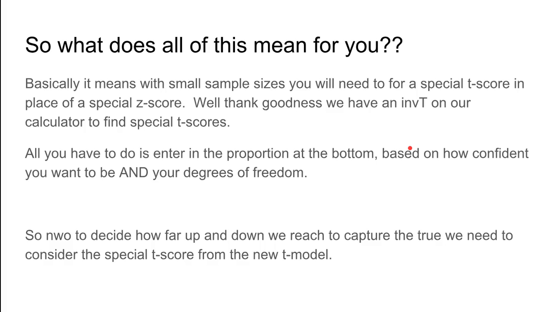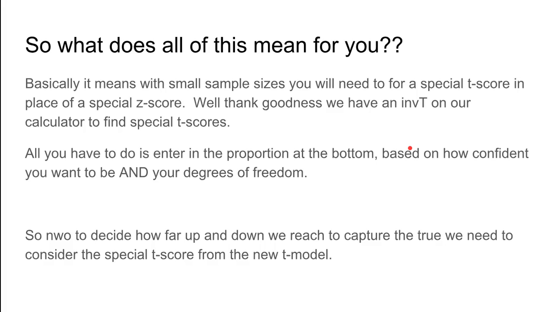All right, so what does this all mean for you? Basically, it means with small sample sizes, you will need to find a special t-score in place of a special z-score. So we've talked about special z-scores. For example, 95% confident, we all know is 1.96. Well, we need to use a slightly different value. Thank goodness on our calculators, we have invert t, INVT. This is literally right underneath invert normal on your calculator, and invert t is going to help us get our special t-scores for t models.